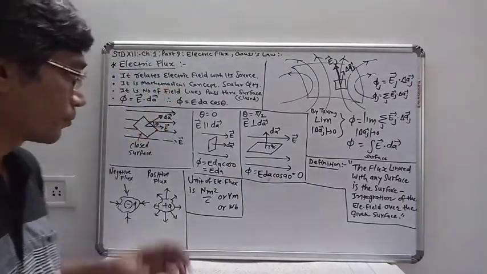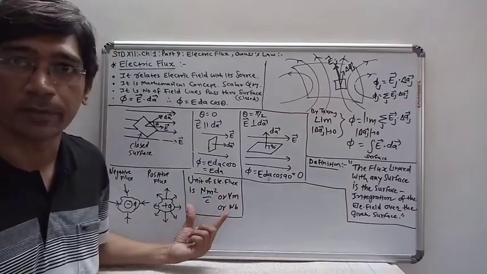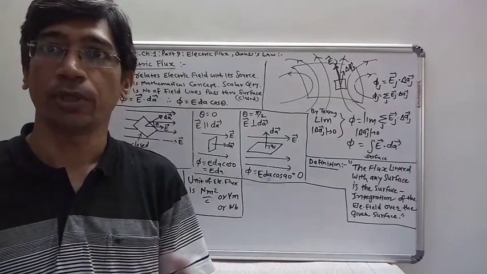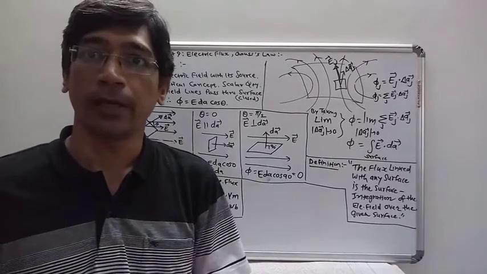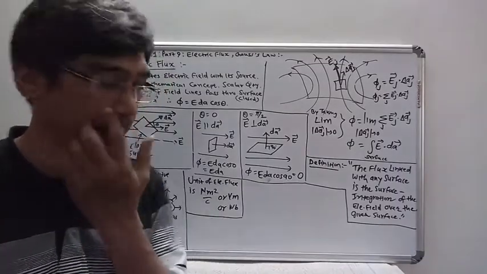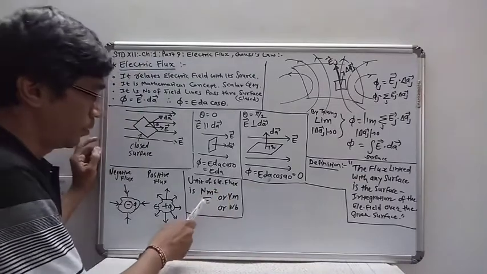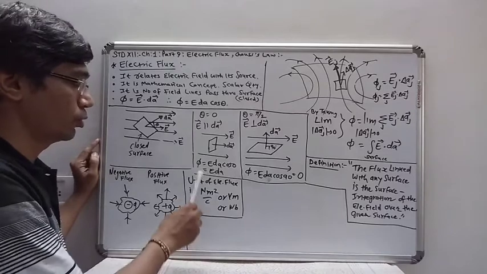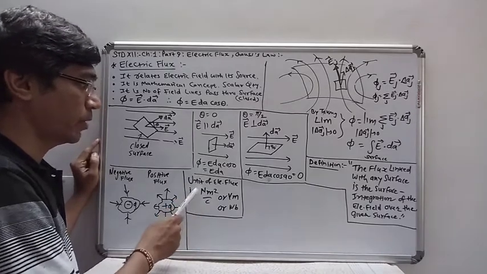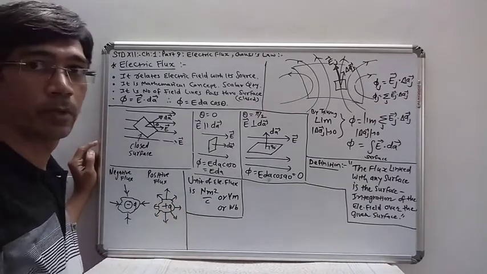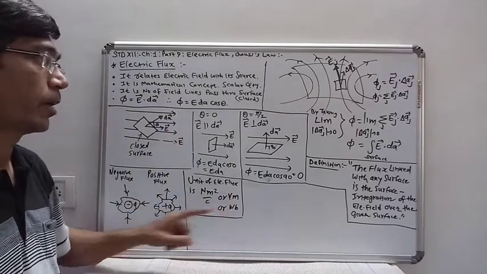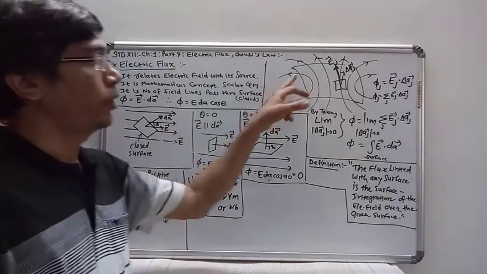Another point, the unit of the electric flux. Electric flux phi is equal to E dA. The unit of electric field is Newton per coulomb and the area unit is meter square. So the unit of flux is Newton meter square per coulomb, or it is also known as the volt meter or the Weber.